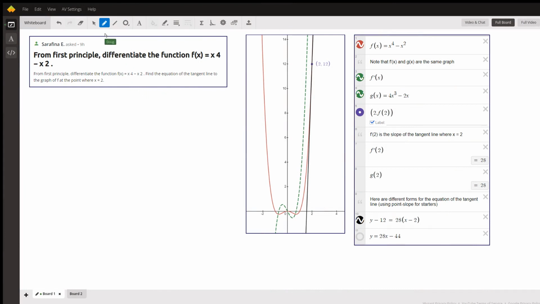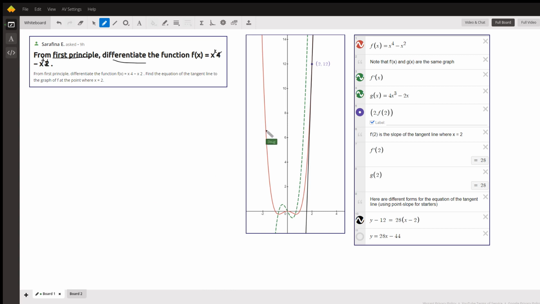Okay, you're given the function right here, f of x equals, I'm assuming this is x to the fourth, that 4 is an exponent, minus x squared. And you're asked from first principle to differentiate the function. I'm assuming that first principle means using the definition of derivative, which we'll address on the second board, but let's just see what's going on here.